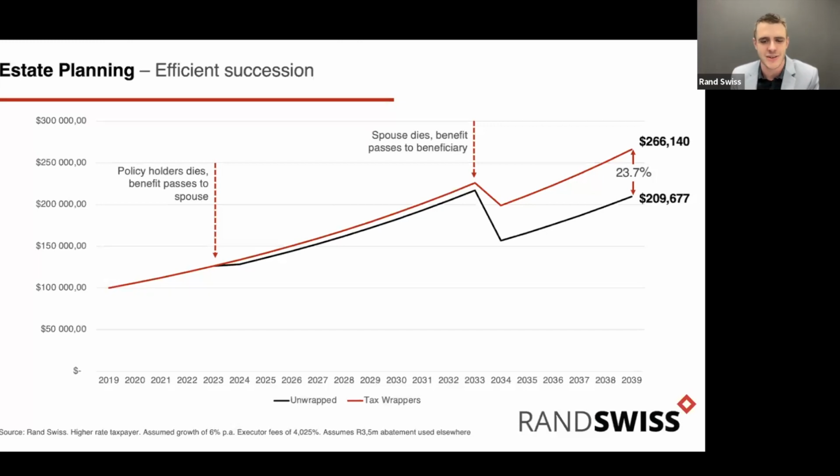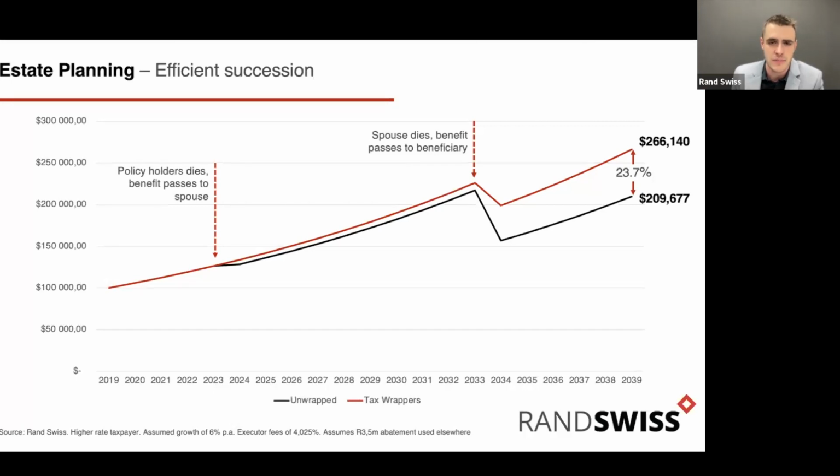So now, just taking on my CFP hat and talking about some estate planning things, when you pass away and you hand over all your assets to a spouse, there's a Section 4(q) abatement. What that means is that you don't have to pay any estate duty when all your assets get transferred to your spouse, which can be 20% or even as high as 25%.